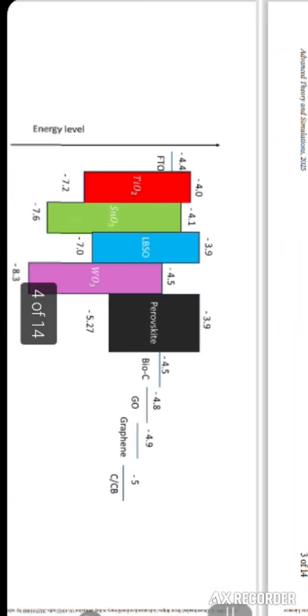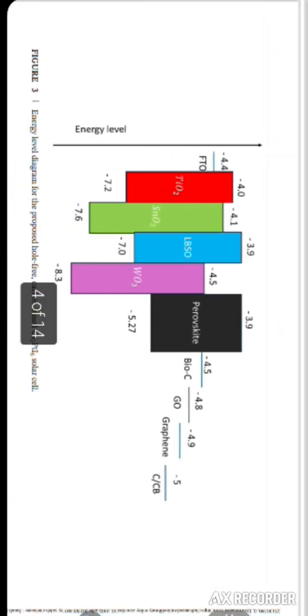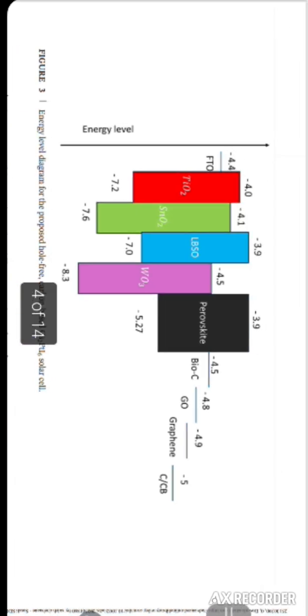First, here they plot the band gap alignment or energy level diagram for the hole transport layer-free solar cell they design. They use FTO as a glass substrate. They optimize for 4 types of ETLs with different band gaps, the perovskite, and another 4 types of carbon electrodes.